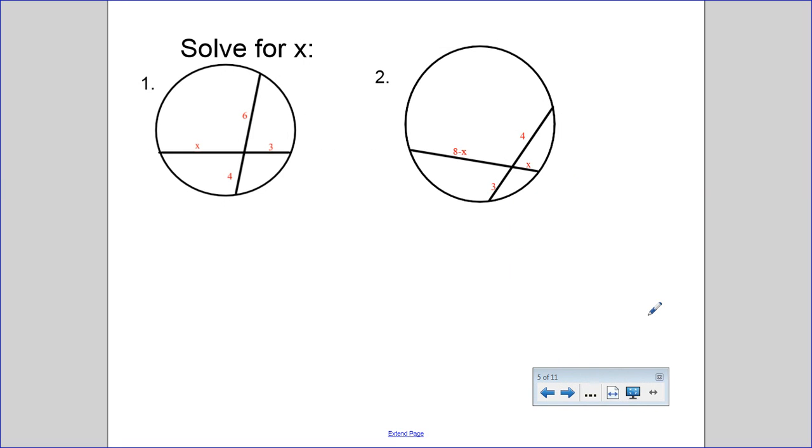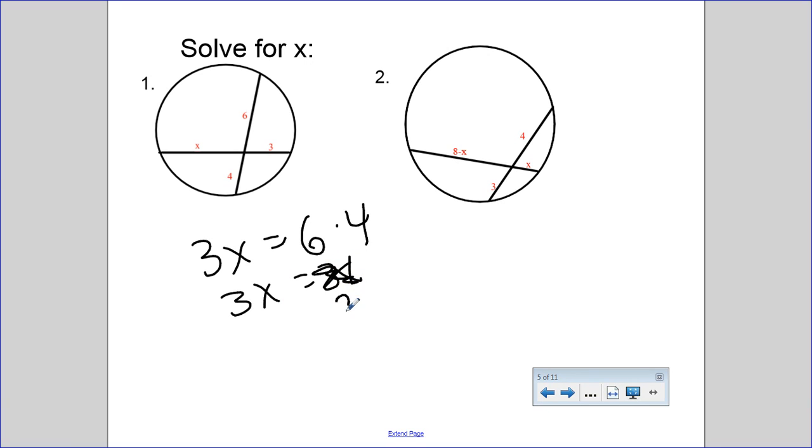All right, solve for x. Well, this was our first theorem, 10.14. So for number 1, the two pieces: 3 times x equals 6 times 4. So 3x equals 24. Therefore, x must equal 8.